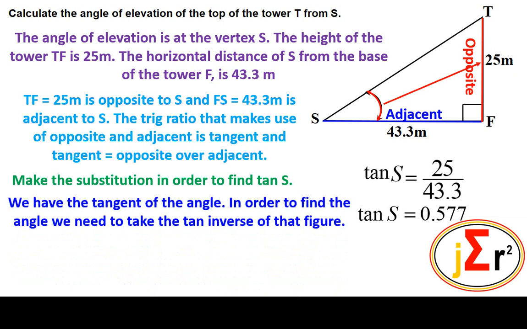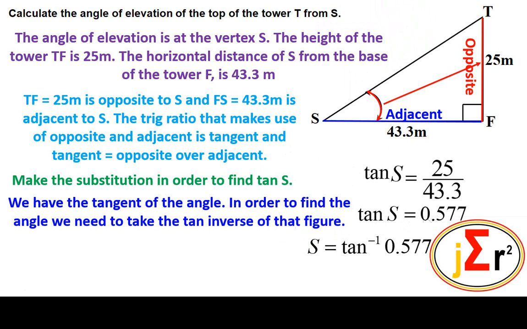We have the tangent of the angle. In order to find the angle, we need to take the tan inverse of that figure. So let us go straight ahead and find the angle S by taking the tan inverse of this figure. So this figure is tangent of S. In finding S, we take the tan inverse of this figure. S is equal to tan inverse of 0.577.